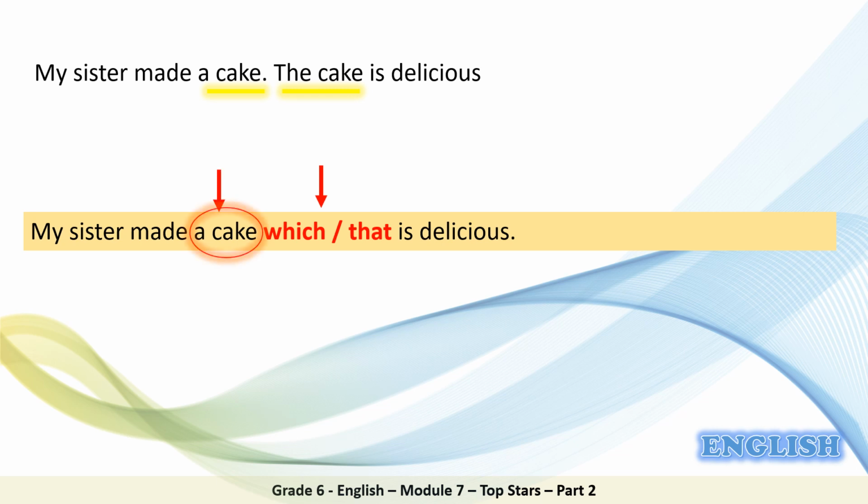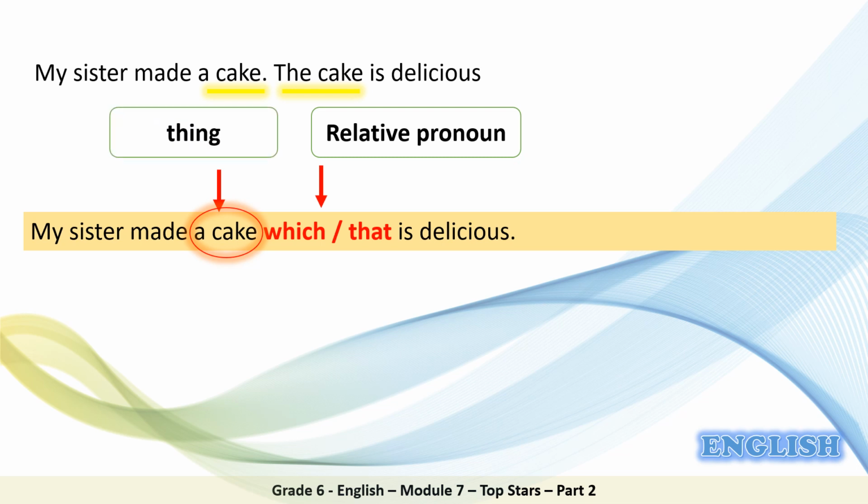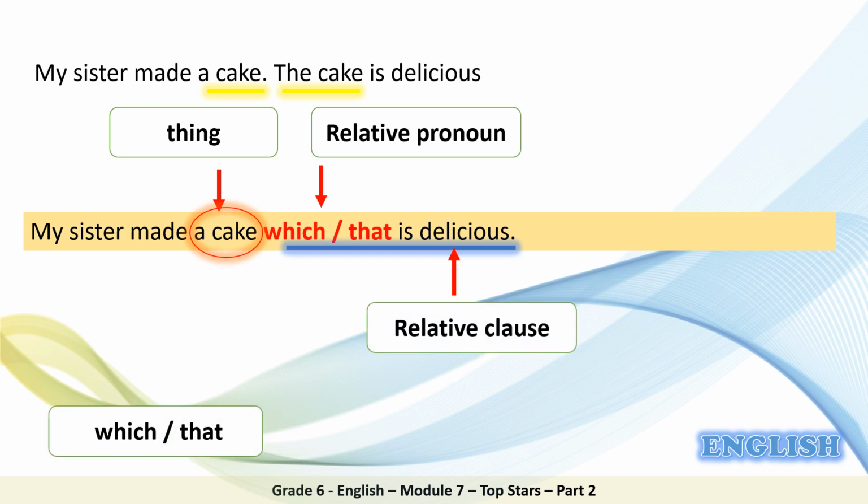Good. So what do we call the word which or that? We call it a relative pronoun. It refers to a name, a noun, a thing. And what do we call this part of the sentence that starts with the relative pronoun? We call it a relative clause. Very good. So we use which or that to refer to things.